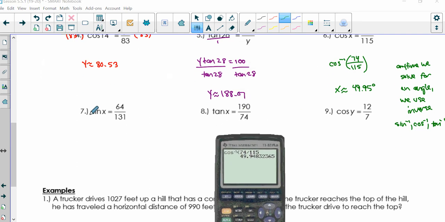The last three problems are all inverse. Notice that we're solving for sine of x, tangent of x, cosine of y. So this would be a good time to pause and just make sure that you can put them in your calculator and that you can solve for them. Okay. So like I said, go ahead, pause, try this on your own.